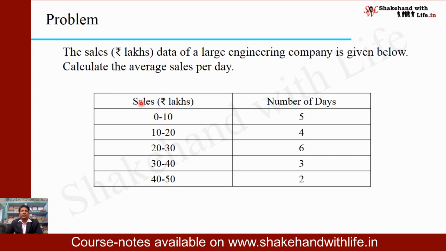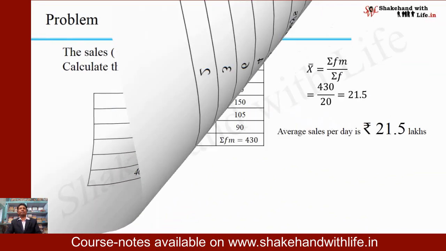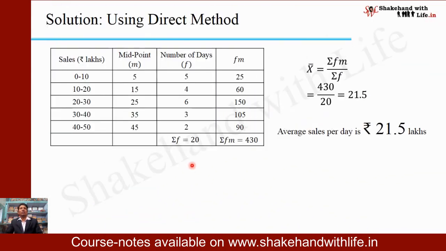The sales data is here: 0 to 10 lakhs in 5 days, 10 to 20 lakhs in 4 days, 20 to 30 lakhs in 6 days, 30 to 40 lakhs in 3 days, and 40 to 50 lakhs in 2 days. So now you need to calculate the average sales per day. The solution using the direct method: first you need to arrange the data in this way.